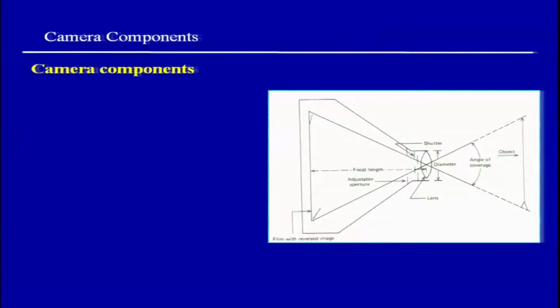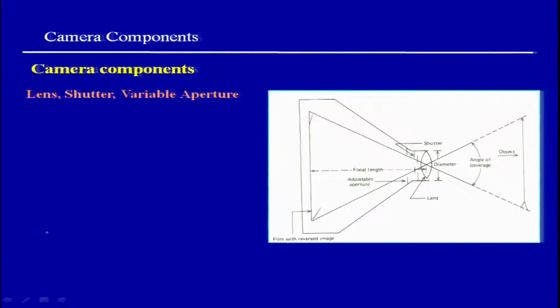Welcome back. Now in this lecture we will briefly talk about cameras mainly. Film we already discussed in one of the previous lectures, where we talked about the normal film and the panchromatic film. So let us look at a few basic things about cameras. In general, if you look at the camera components, we have the lens, shutter and aperture. This plays an important role.